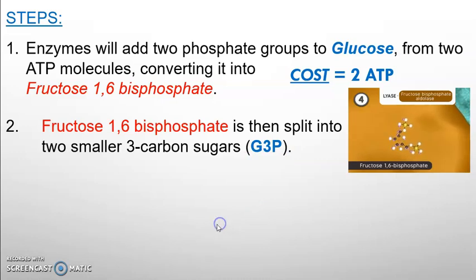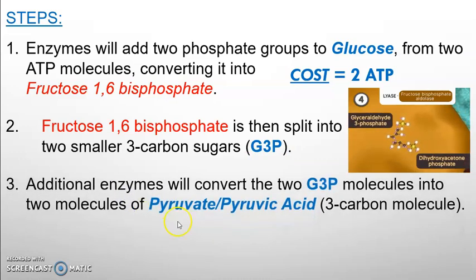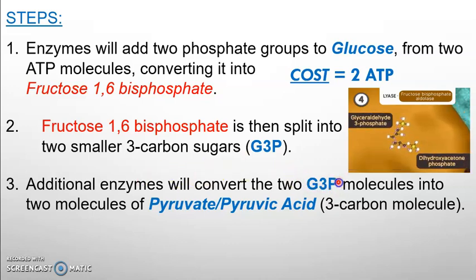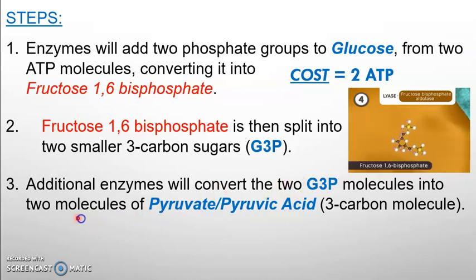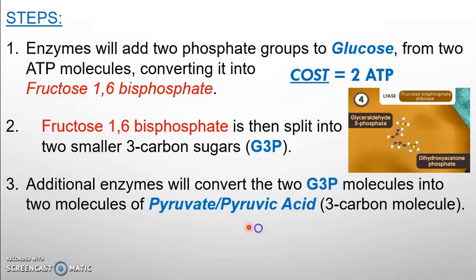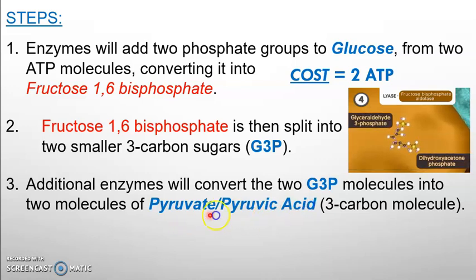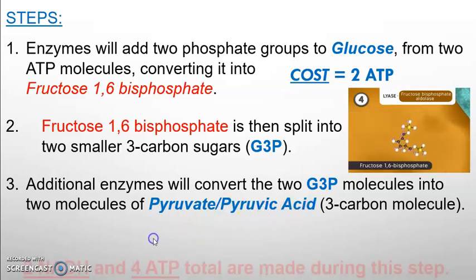Now, G3P, though, in this process is not what we want, just like PGA wasn't what we wanted in the Calvin cycle. So our third step here is several more enzymes will take those 2 G3Ps, which have 3 carbons apiece, and turn them into what we really want, which are 2 3-carbon molecules called pyruvate, or another way of saying it is pyruvic acid.